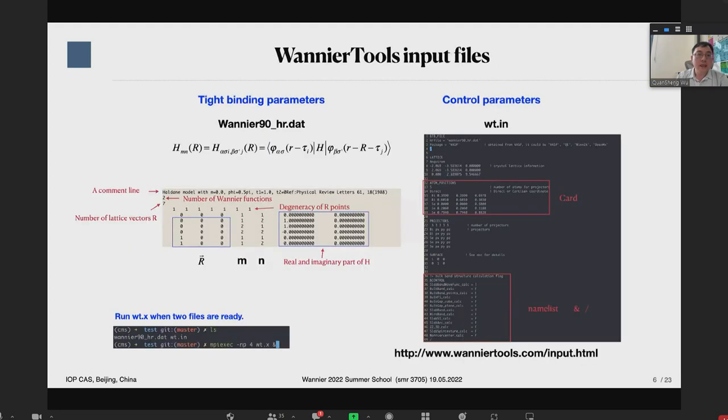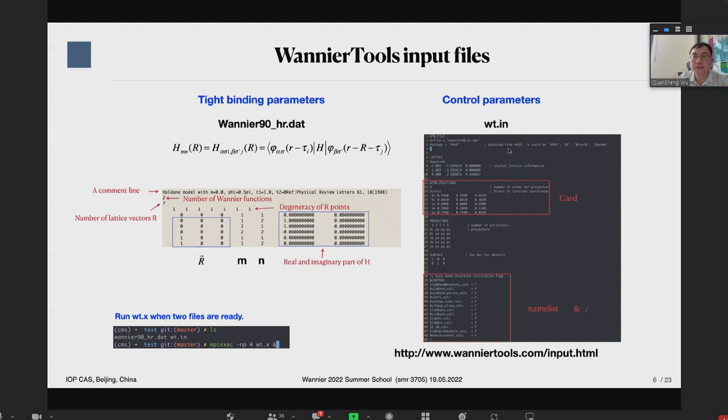Let's introduce two inputs. WannierTools requires two important inputs. The first one is the tight-binding parameters, which are of course generated by Wannier90. The input file should be like this. The first line is a comment line, and then this is the number of Wannier functions and the number of lattice vectors, and then the degeneracy of the R points. And of course, this is R. These are the band indexes, and these are the hoppings. Then the main input file for WannierTools is called wt.in.